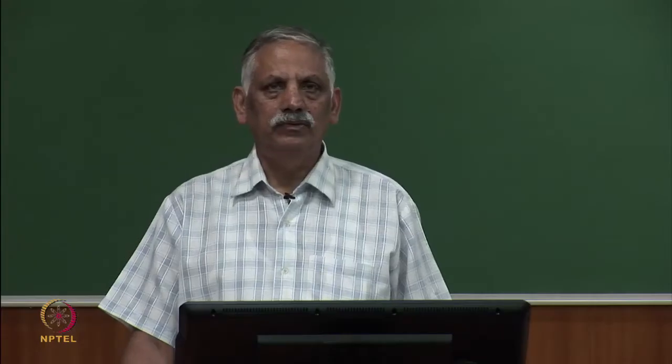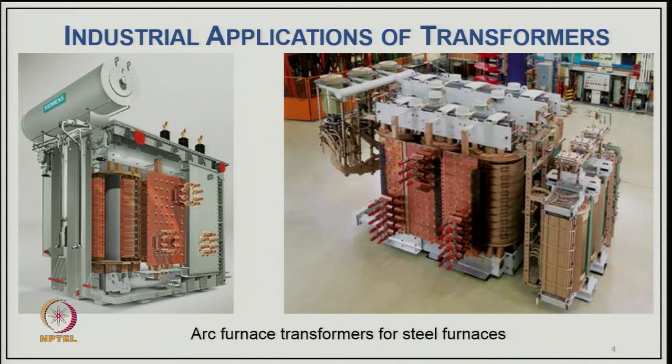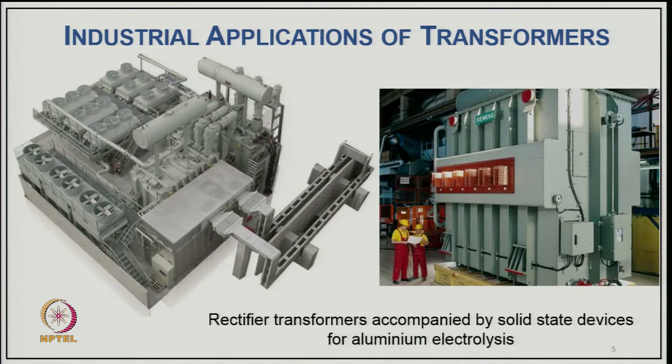Coming to the introduction part of today's lecture, we have transformers in different industrial applications. This is a photograph of transformers for arc furnaces, used for steel furnaces, then transformers for rectifiers along with the rectifier in the aluminum electrolysis process. In such a process we use very high current and very low voltage from the normal supply voltage, and the rating is also substantial. So we have to increase the current rating and reduce the voltage rating, and of course, we have to provide isolation also.